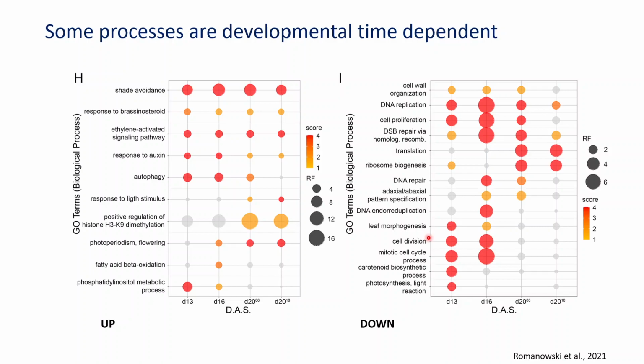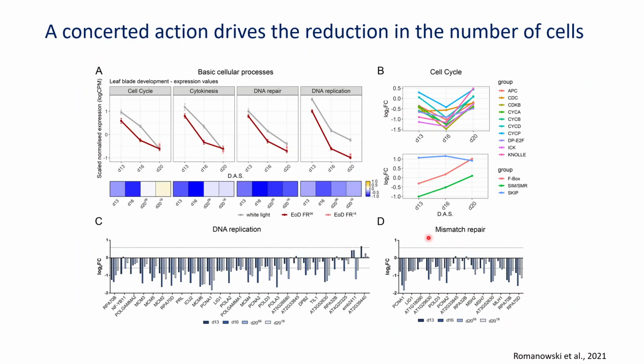When we took a closer look at this, we found that it was a concerted action that drives the reduction in the number of cells due to early on end-of-day FR treatment. We saw that basic cellular processes such as cell cycle, cytokinesis, DNA repair, and DNA replication were affected early on in leaf development. Here we can see genes that belong to the cell cycle, and here we can see the log-fold change of genes involved in DNA replication or mismatch repair.